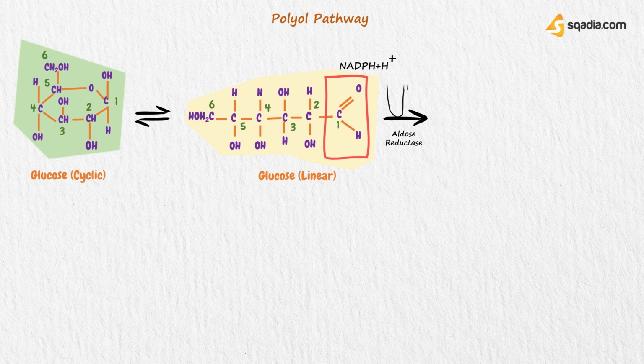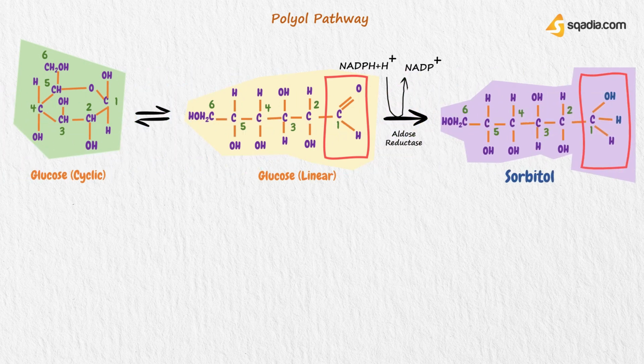The polyol pathway utilizes NADPH and H+ as redox partner, nicotinamide adenine dinucleotide phosphate, and sorbitol is generated. As you can see, reduction has occurred, and hydrogen is added to the carbon at position 1 and another hydrogen added to the oxygen attached to the position 1 carbon in the structure of glucose to form sorbitol.